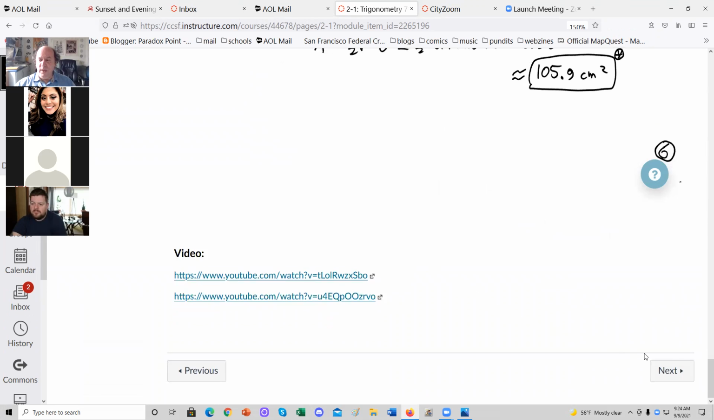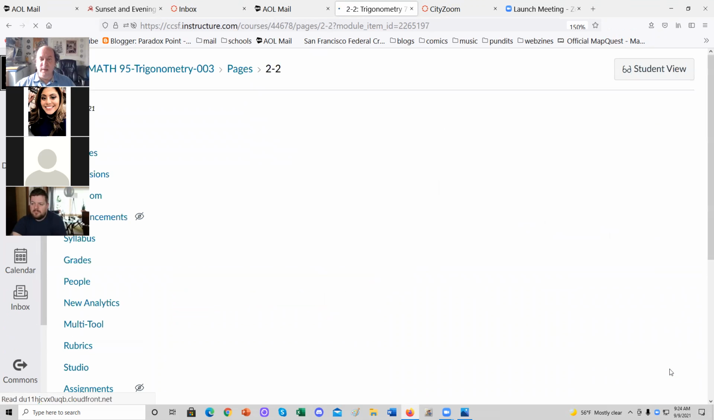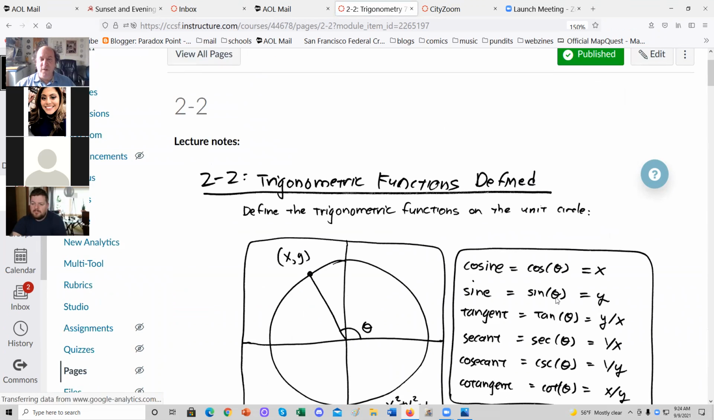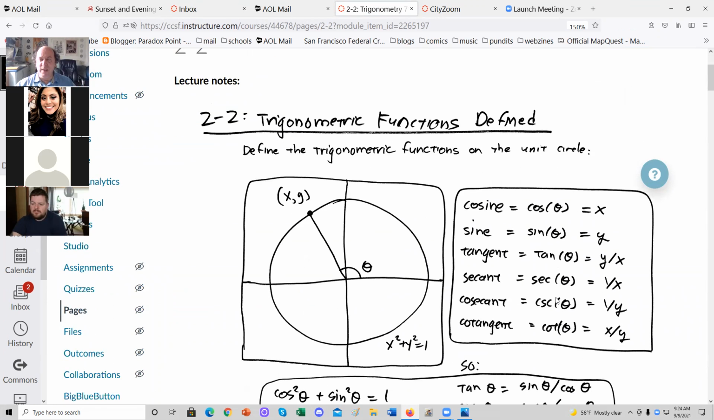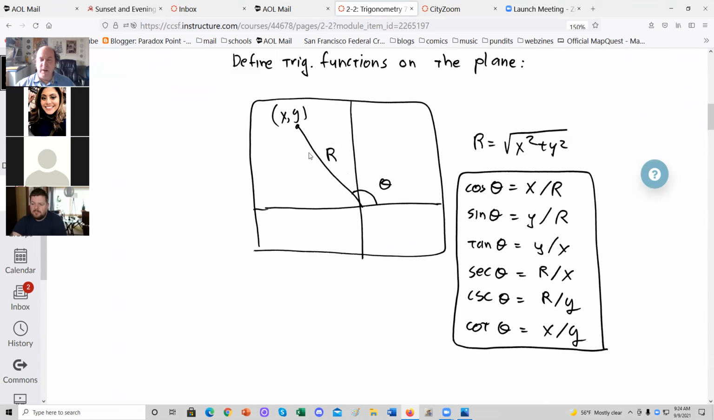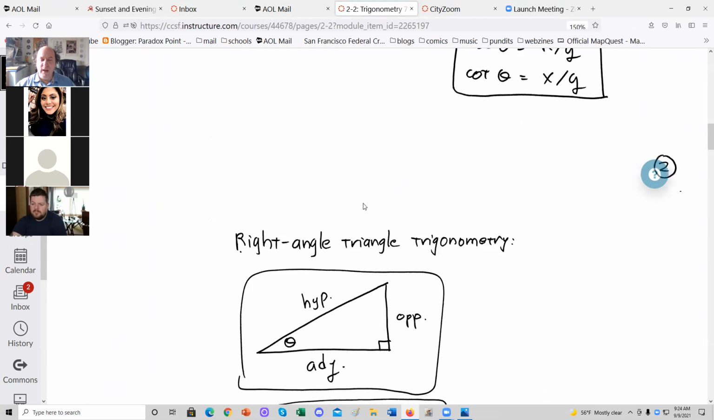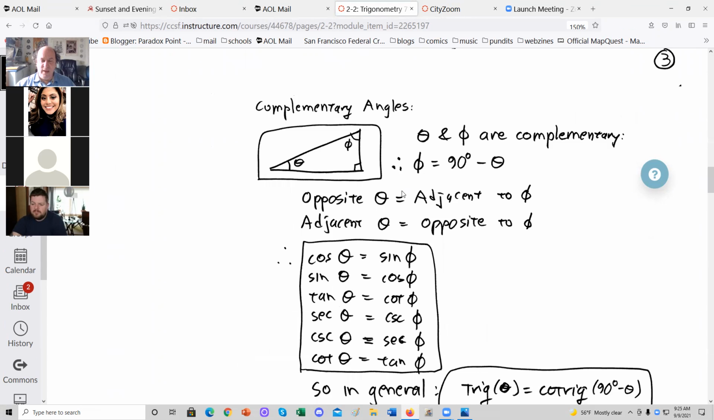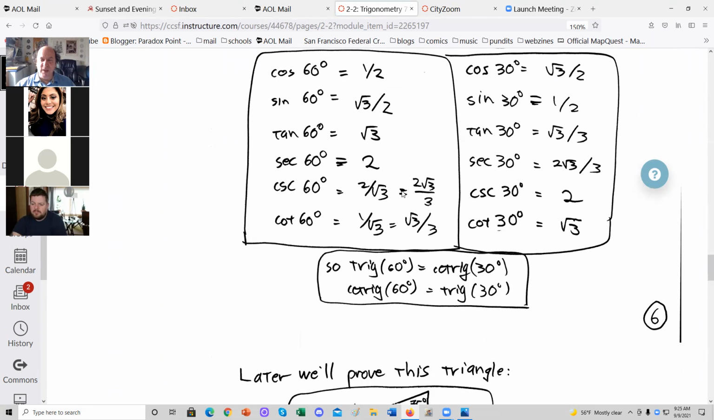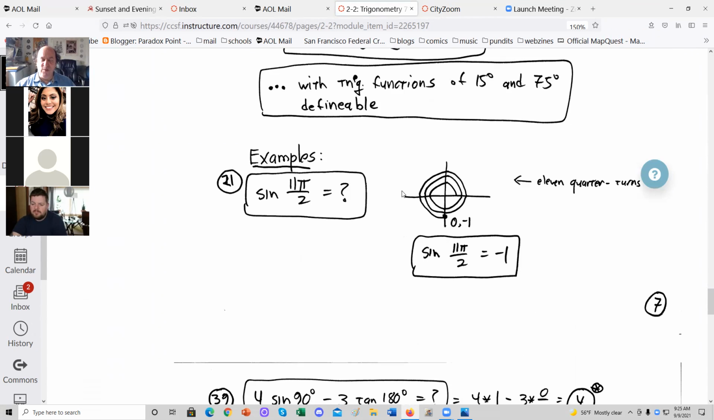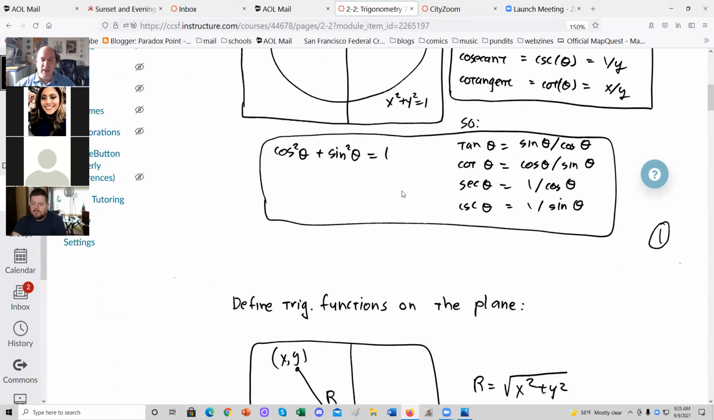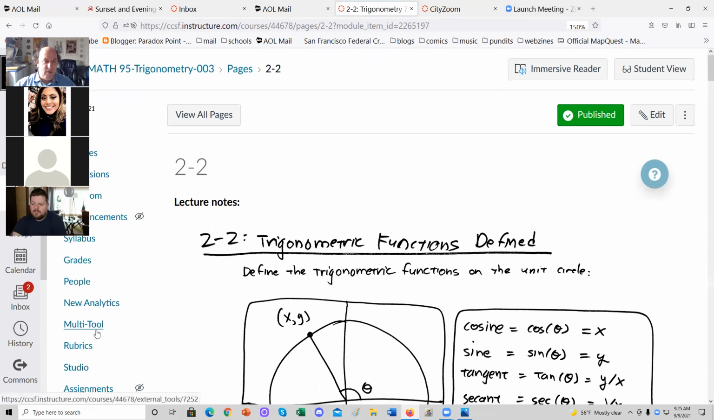Okay, that's it for this. Next time on Monday, what am I saying, on Tuesday, we'll define the trigonometric functions 3 ways: by talking about points on the unit circle, by talking about points in the plane, and the traditional definition using right angle triangles. And we'll get some specific trig functions of specific angles. Okay, that will do for today.